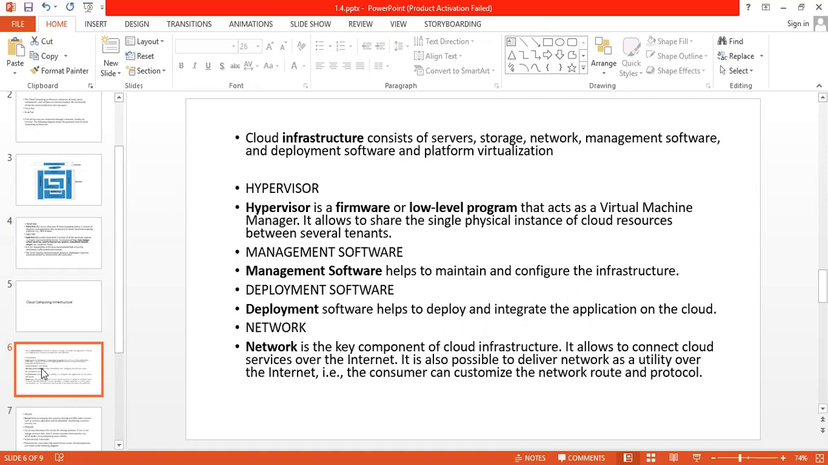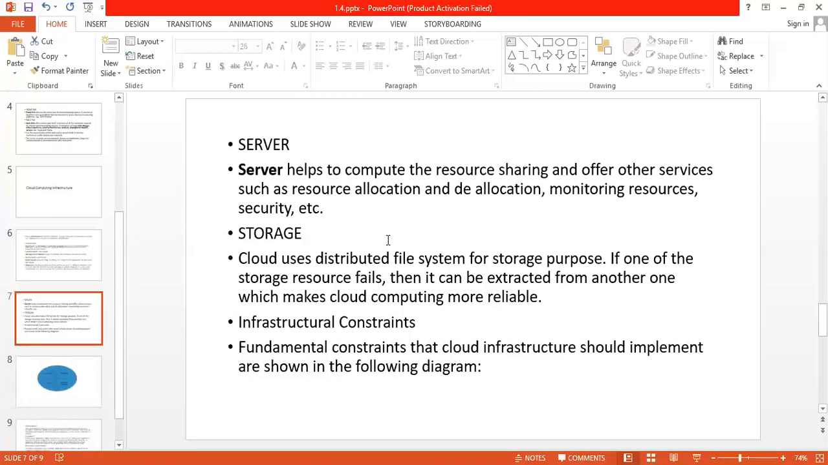Network is the key component of cloud infrastructure. It allows to connect cloud services over the internet. It is also possible to deliver a network as a utility over the internet. That is, the consumer can customize the network route and protocol. Server helps to compute the resource sharing and offer other services such as resource allocation and deallocation, monitoring resources and security, etc.